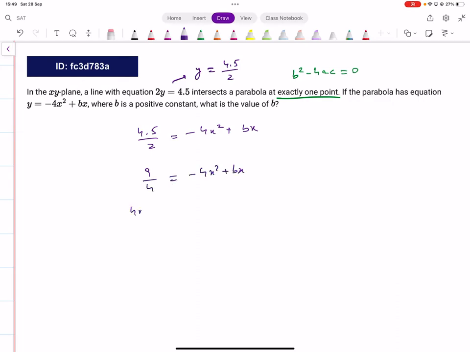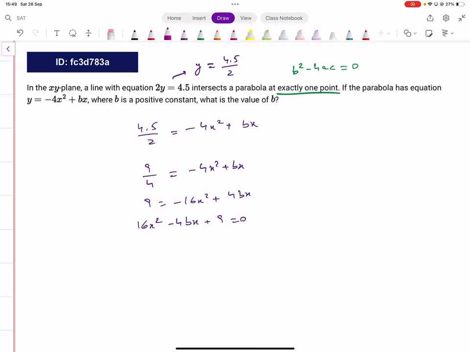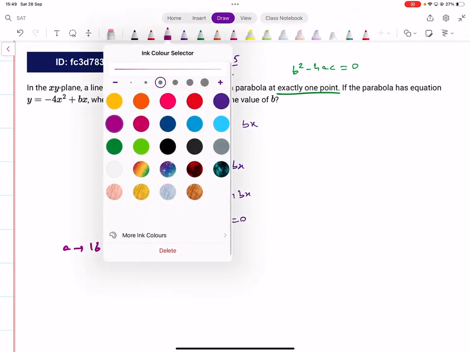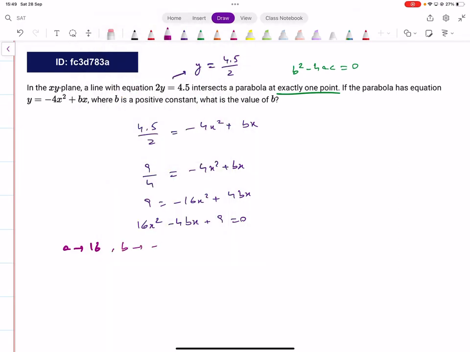Take everything to one side, or just multiply this by 4 first of all. 9 equals minus 16x squared plus 4bx. 16x squared minus 4bx plus 9 equal to 0. Now we need to put b square minus 4ac equal to 0. In place of a, we've got 16. In place of b, we have minus 4b. And in place of c, we've got 9.